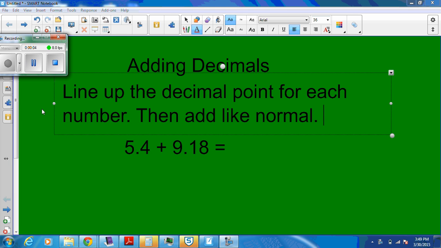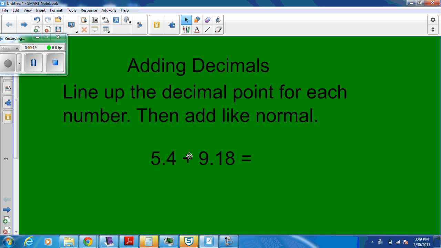Adding decimals. The one important thing you need to know about adding decimals is that you need to line up the decimal point for each number, and then you just add like normal. For an example, I have 5 and 4 tenths plus 9 and 18 hundredths.